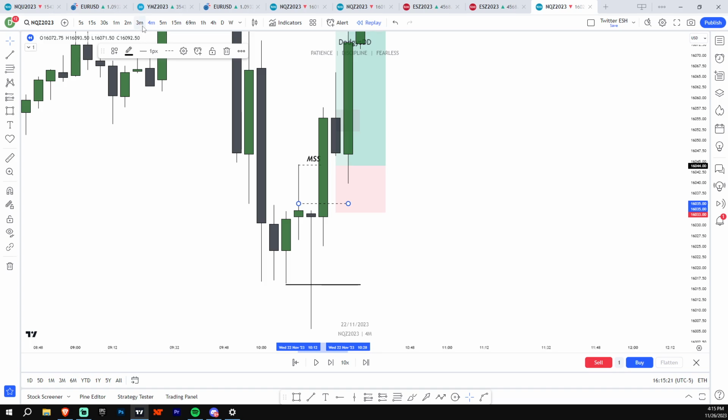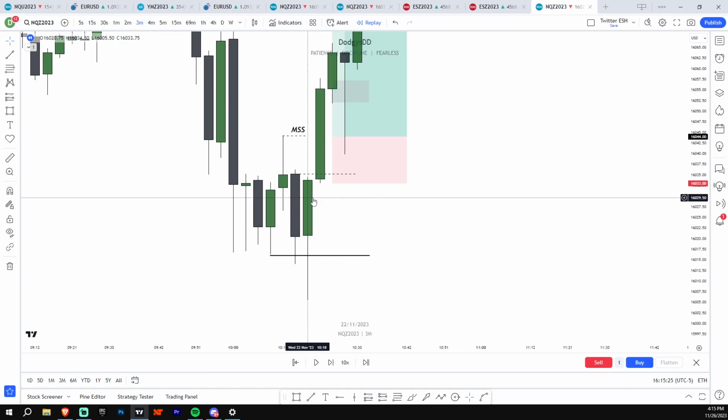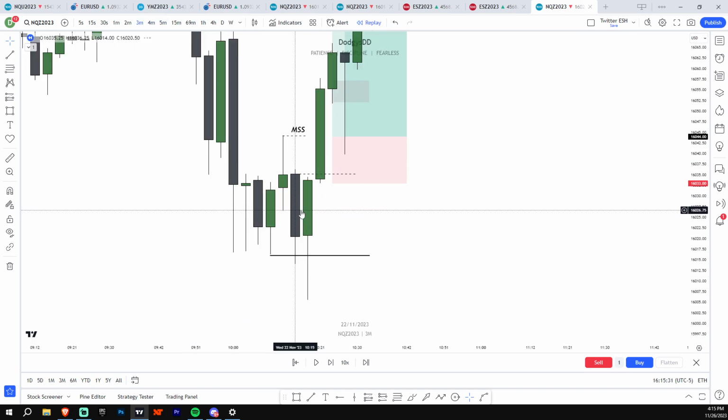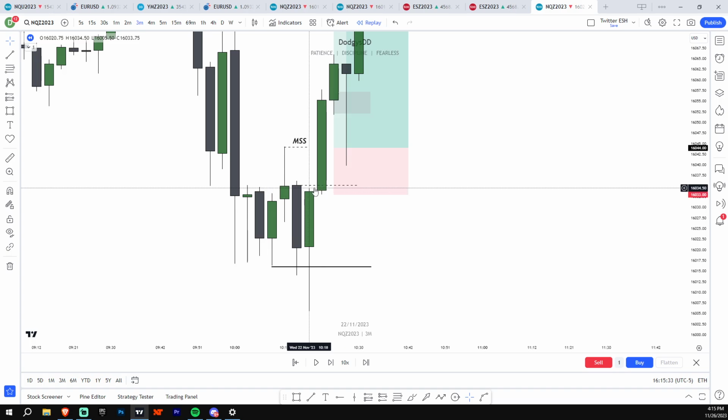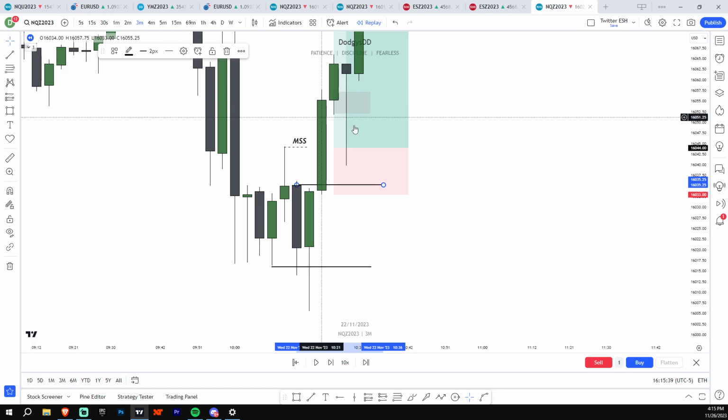Let me see if it looks better in the 3. Okay, it looks better in the 3. Again, the only reason why is because this is a full body. If you go to the 5, it's kind of a hammer candle with a giant wick. Typically, I like the full body better. So you also got an order block here. So we got 3 PD arrays here in the same area.